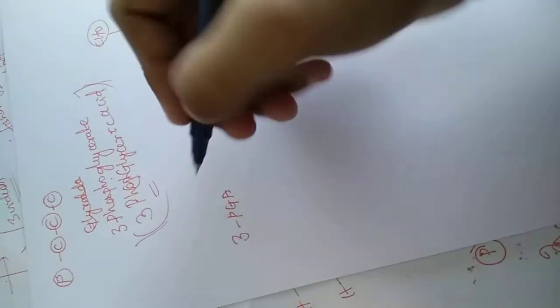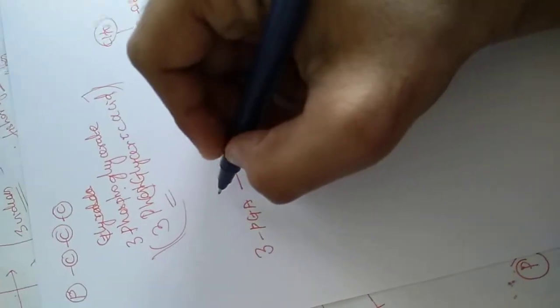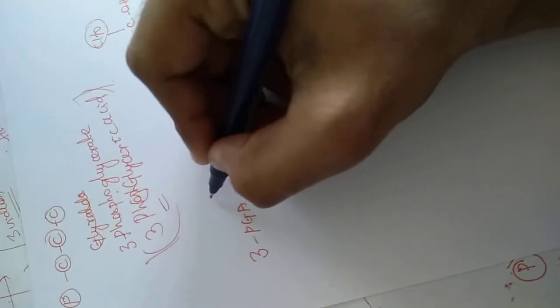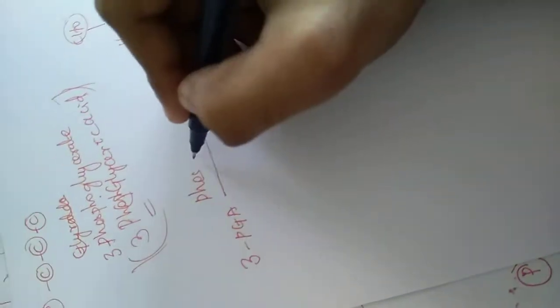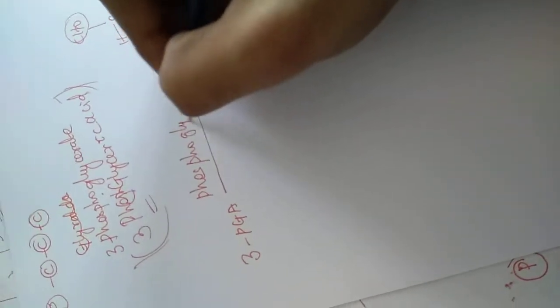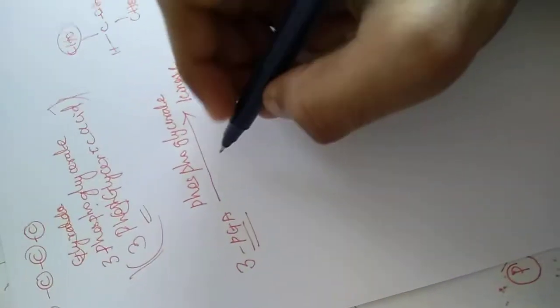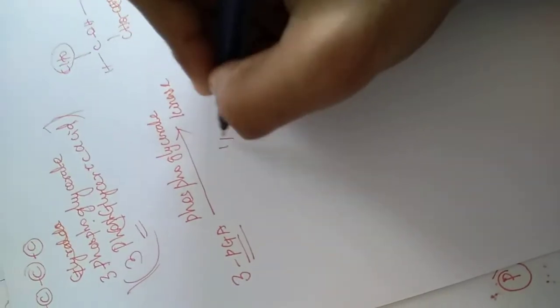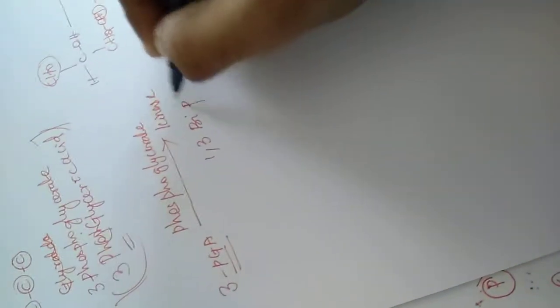Let me write it down right here. 3-PGA, in the presence of an enzyme, the name of the enzyme is phosphoglycerate kinase. In the presence of this enzyme, this 3-PGA gets converted into 1,3-biphosphoglycerate.